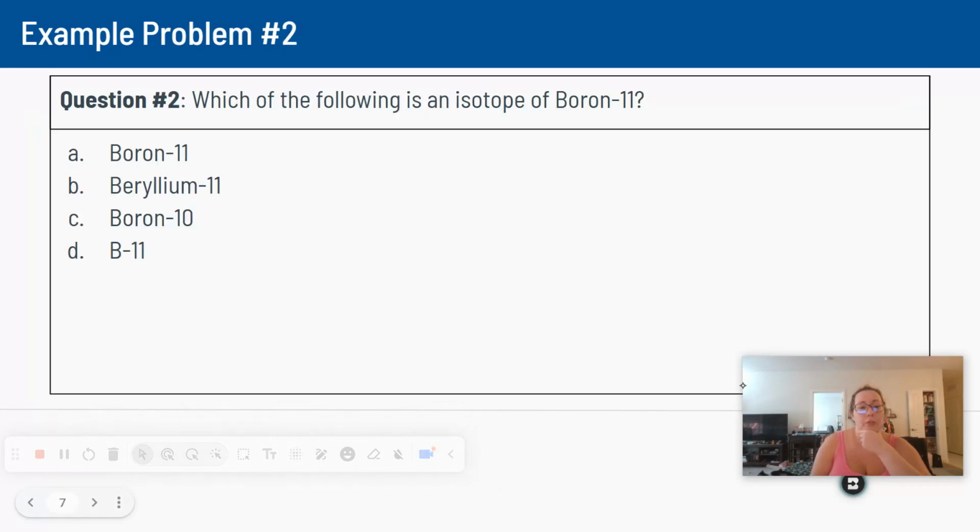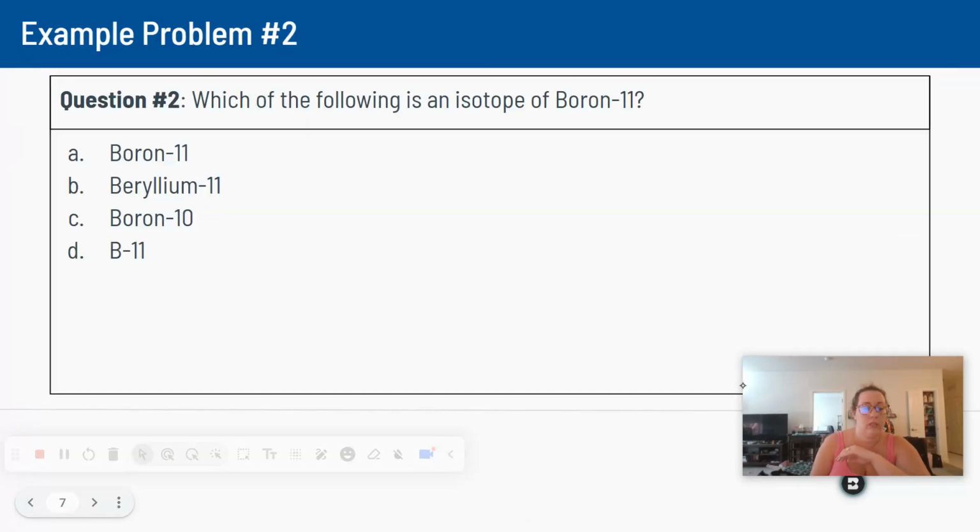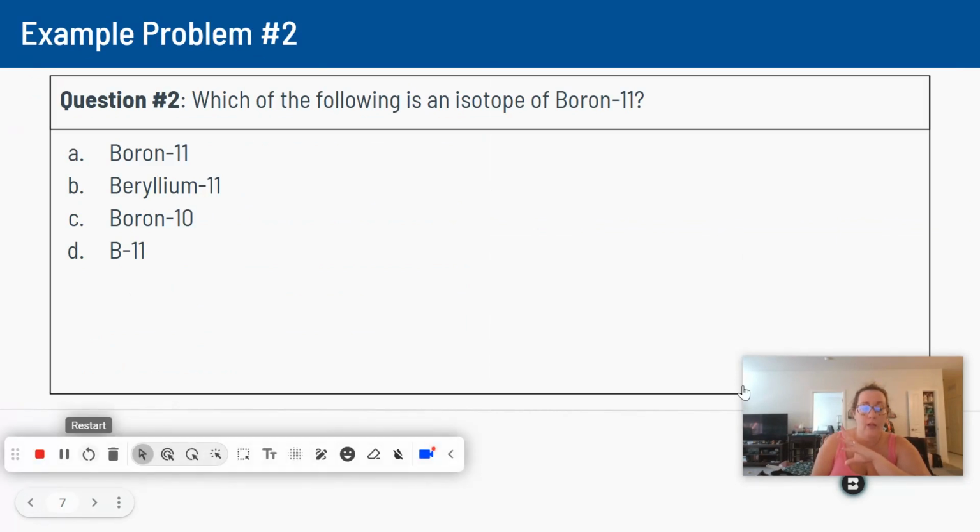The second one we're going to do is which of the following is an isotope of boron 11? So you have four answer choices right here. I want you to pause the video and go through them. And when you are finished, you can hit unpause and check your answers.